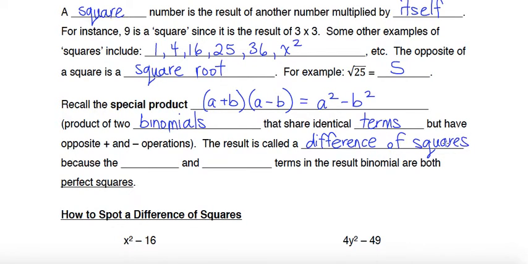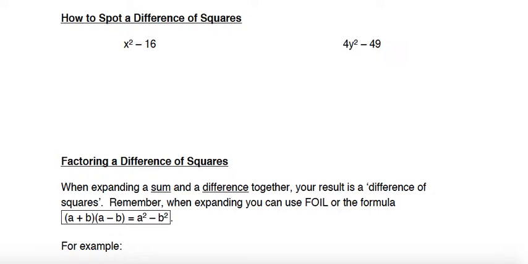It's called a difference of squares because the first term and the last term in the binomial are perfect squares. So a squared is a times a, and b squared is b times b. Sometimes these are both letters, sometimes they are a combination of letters and numbers. We're going to take a look at some examples and how you can spot a difference of squares as you're going throughout your course.